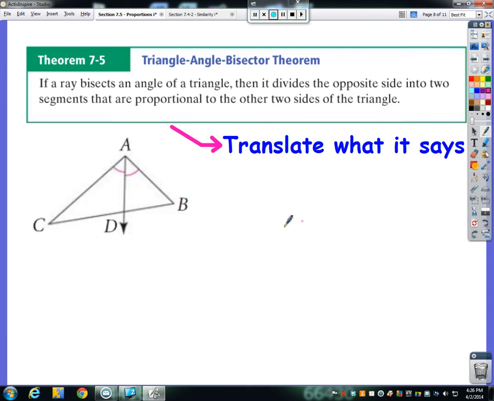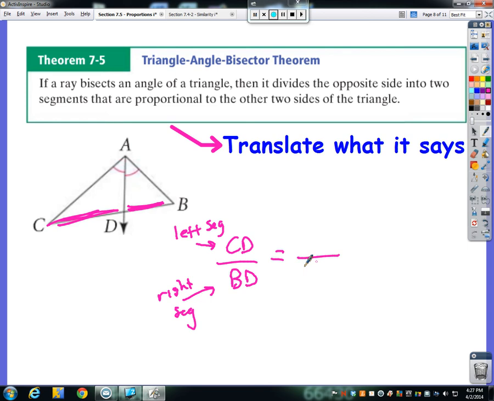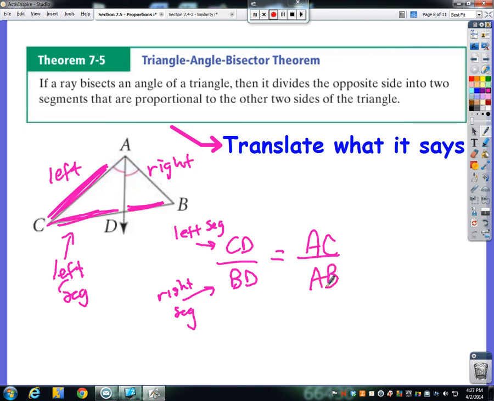The way it's really saying is that these 2 pieces set up CD over BD. So this represents the left segment, if you will. This represents the right segment, which is proportional to the 2 sides of the triangle. Now here's the thing. CD, we said, was the left segment. And since it's my numerator value, I technically need to use the left side that is adjacent to it. So this would be AC. BD was my right segment, so I need to match it up with the right side of the triangle, which is AB.